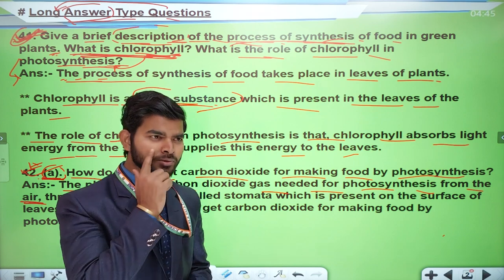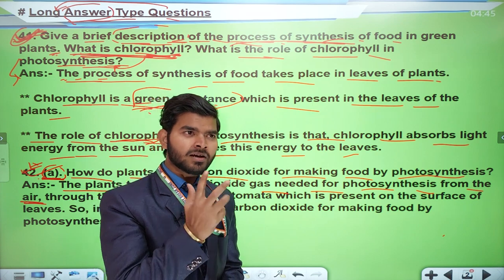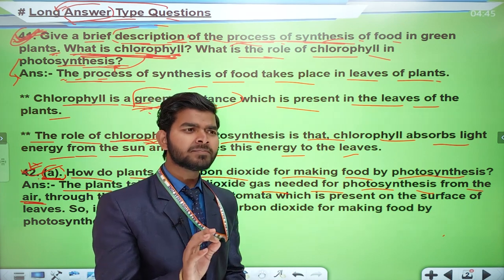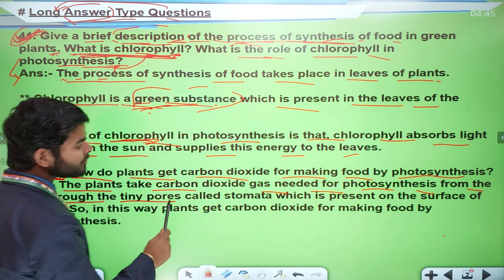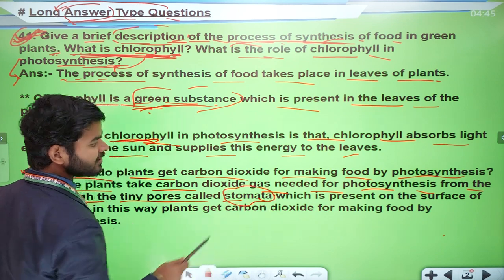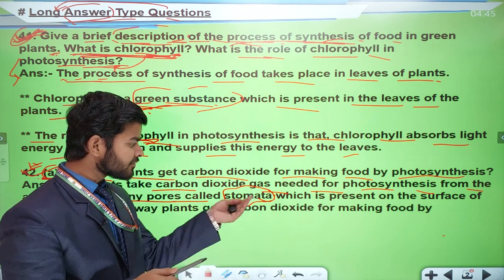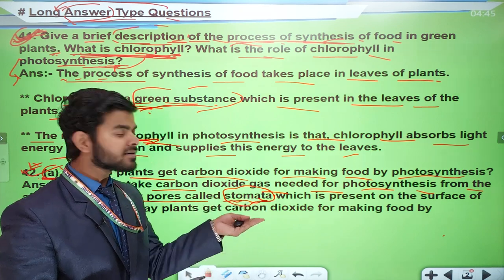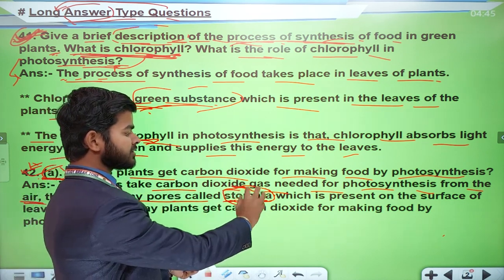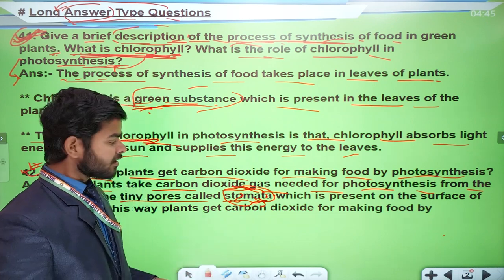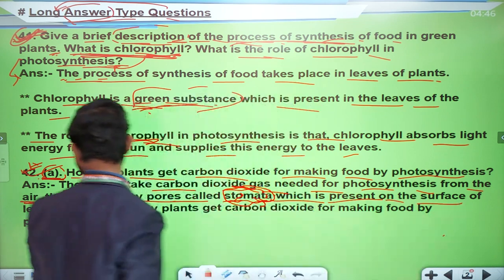Okay, no problem. But we take it through nostrils or through the nose, then how do plants take carbon dioxide from air? No problem. But how? Okay, I am writing here, through the teeny pores called stomata. Through the teeny pores which are present over the surface of the leaves, through these stomata, plants take carbon dioxide, or absorb carbon dioxide, from air into these stomata, which are present on the surface of leaves.